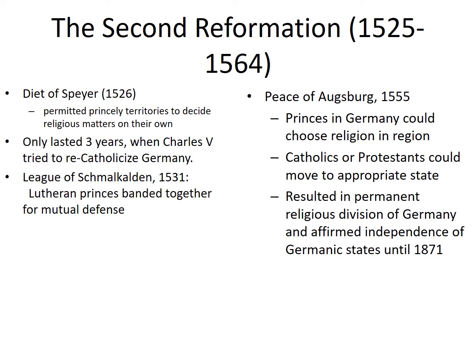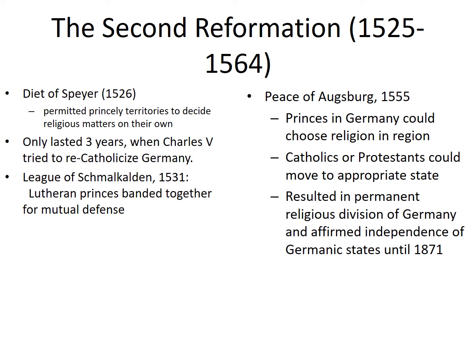That will be the Peace of Augsburg of 1555, where it was determined the princes in Germany could choose the religion in their region, cuius regio, eius religio, his region, his religion. Catholics or Protestants could move to the appropriate states. If you were not Catholic and your prince was Catholic, you either had to convert or get out. If your prince was Protestant and you were not Protestant, again, you needed to either convert or get out.